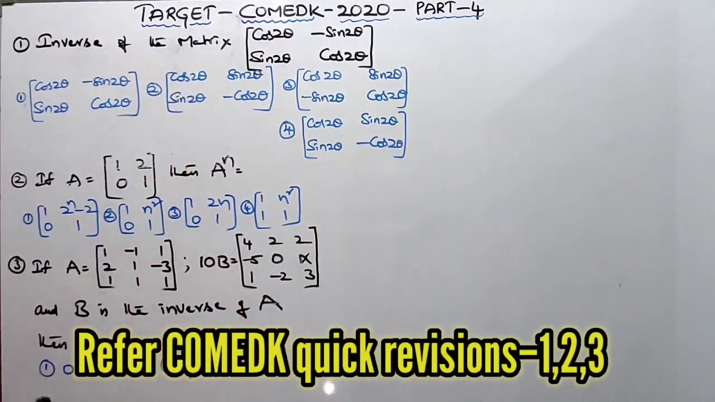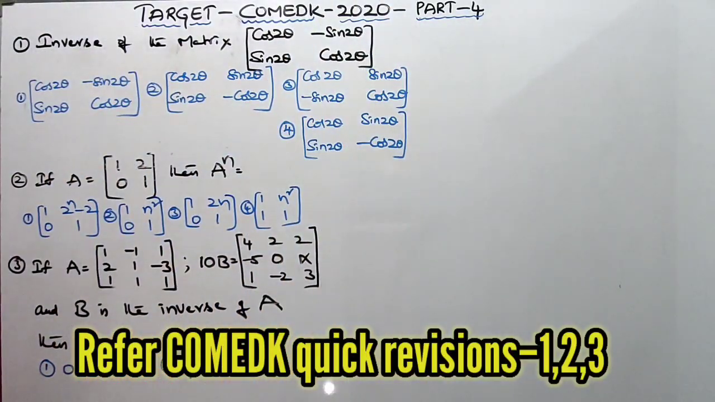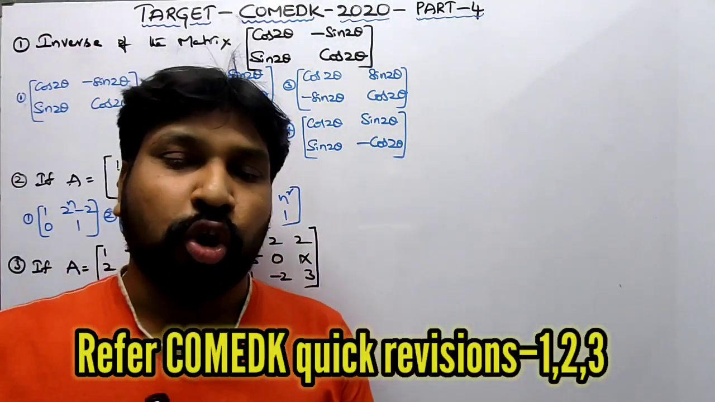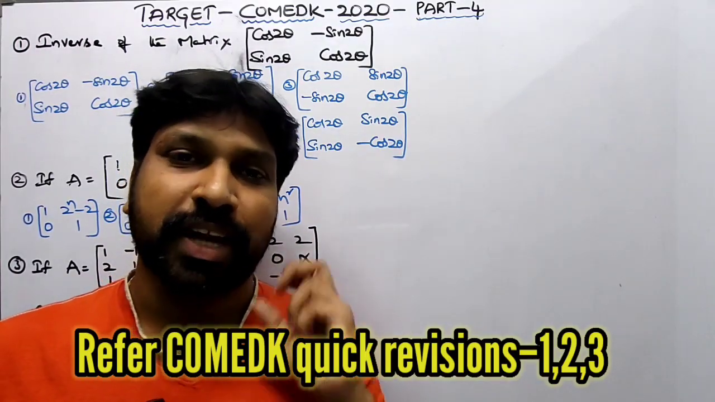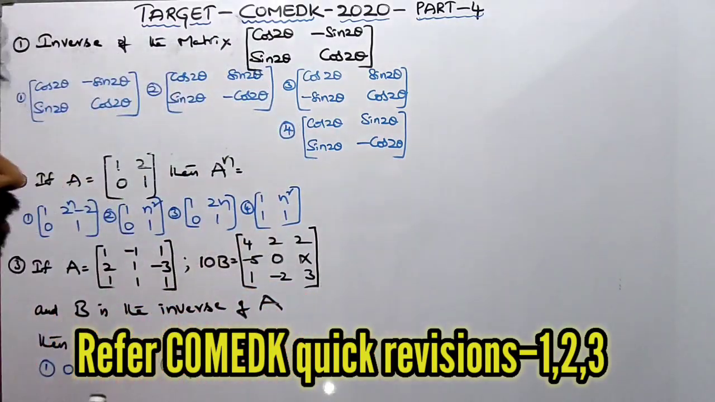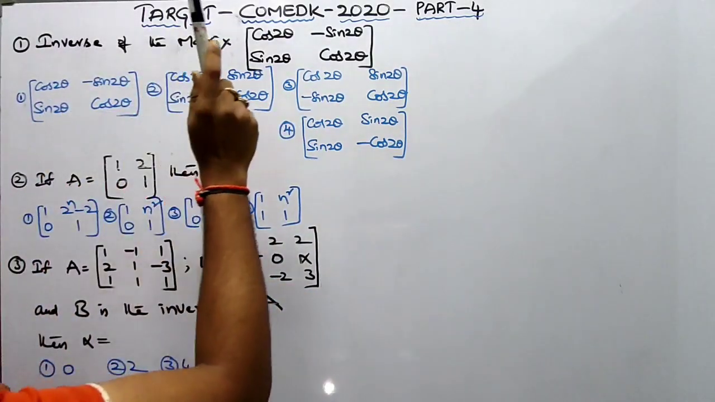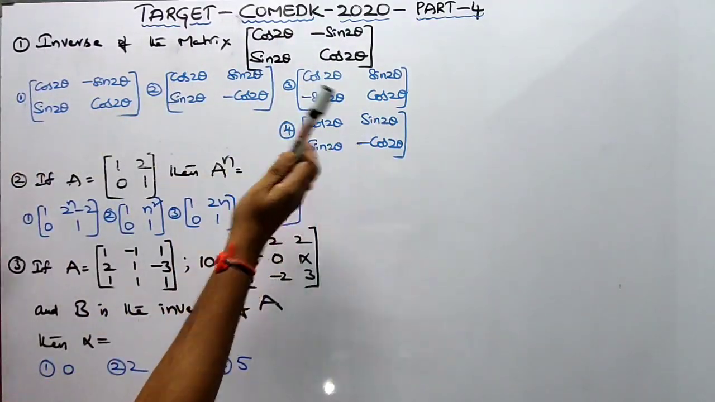Today I am going to discuss Target COMEDK 2020 Part 4, the matrices topic, friends. It is compulsory in the COMEDK examination: they ask a minimum of one question from matrices, and a maximum of 2 questions, friends. Coming to our first question, friends: the inverse of the matrix [cos 2θ, −sin 2θ; sin 2θ, cos 2θ] is equal to what?